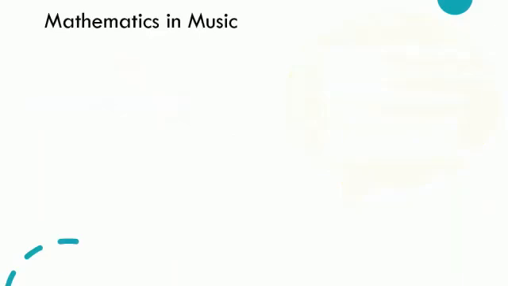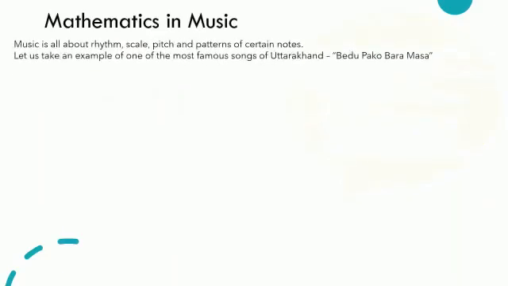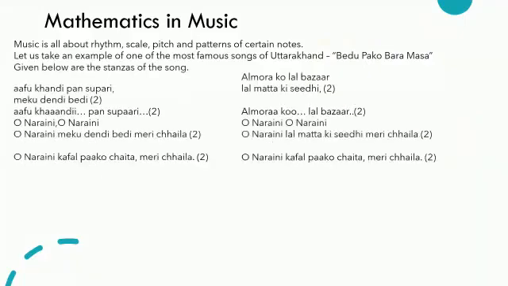Now coming to music. So music is all about rhythm, scale, pitch, and patterns of certain notes. So by rearranging the 7 notes of music in different orders, we can form different songs. So let us take an example of one of the most famous songs of Uttarakhand called Bedu Pako Baramasa. So given below are the stanzas of the song.